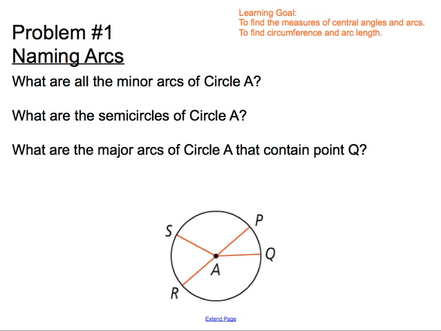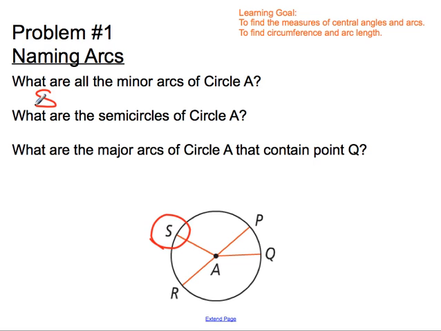So as you might recall from the previous slide, a minor arc is any arc whose central angle is less than 180 degrees. So this is any arc that is less than half a circle. So in this case, what I do is I choose a starting point like S, and I find all of the points that are less than half the circle around from S.